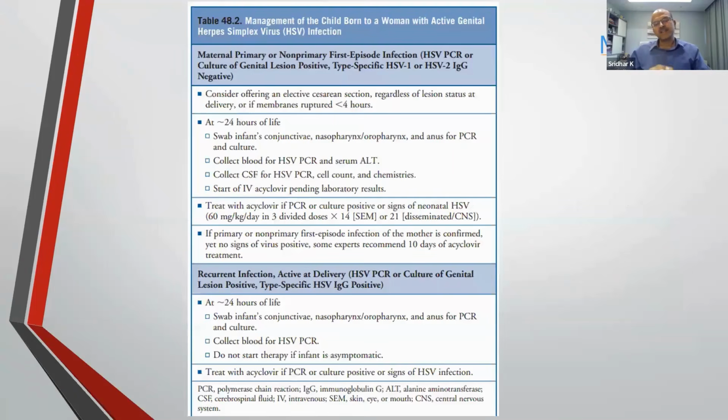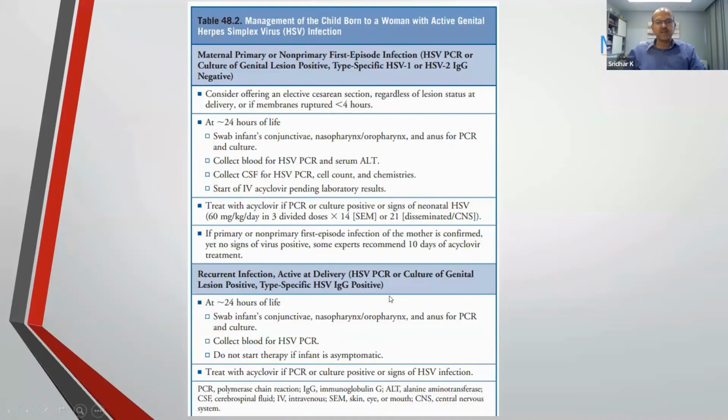There is also this consideration that the mother has genital infection. What do we do next? So we have the primary infection where this is the first time she has it and the risk is much higher. So you consider CS if she presents early enough, before 4 hours rupture of membrane. And at 24 hours, you swab the baby. And if symptoms or the swabs are positive, then you treat with acyclovir.